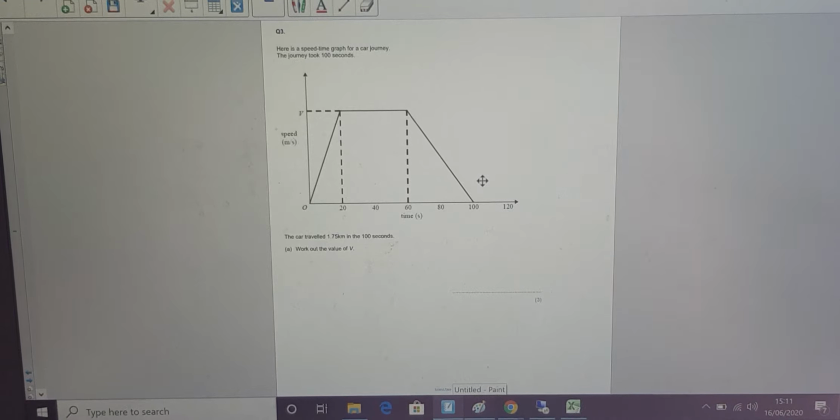Hi everyone, just going through question 3a and question 7 from today's work that was set.